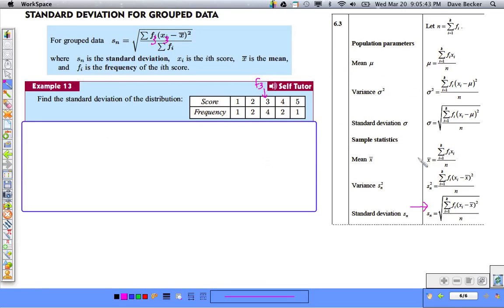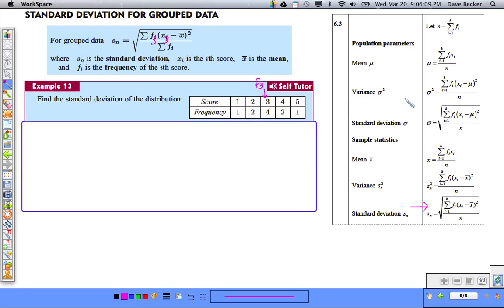Okay, so these are the same formulas. This mean formula is the same as this mean formula. This variance formula is the same as this variance formula. And this standard deviation formula is the same as this standard deviation formula. The only difference is the symbols to show you the difference between a sample and a population.